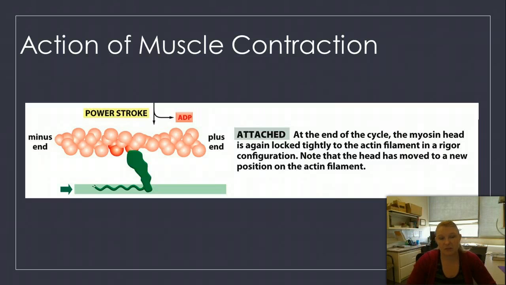And remember, this is happening in several heads on each level, and there's a bunch of these within each sarcomere, and then a bunch of sarcomeres within each muscle cell. In each tissue, there are lots of muscle cells. So imagine just the massive scale that this event is happening on.